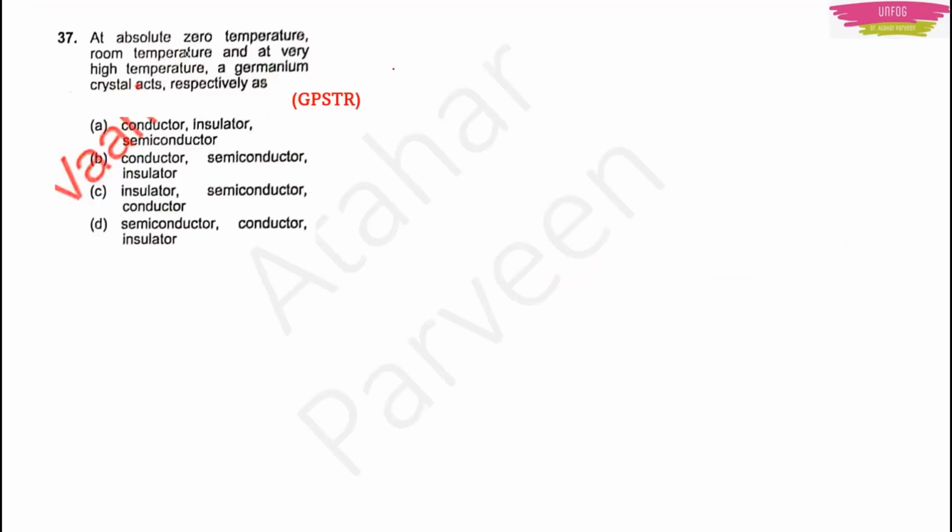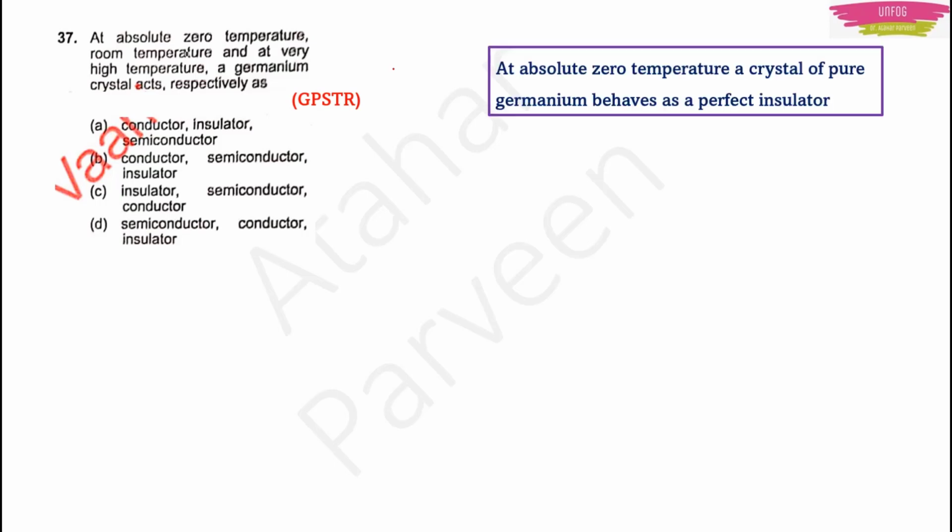Now this is a question which was asked in GPSTR. It is a previous year question paper from GPSTR, but it's a very important question. It is that at absolute zero temperature, room temperature, and at very high temperature, the germanium crystal acts respectively as whatever the option is. You just remember this point.